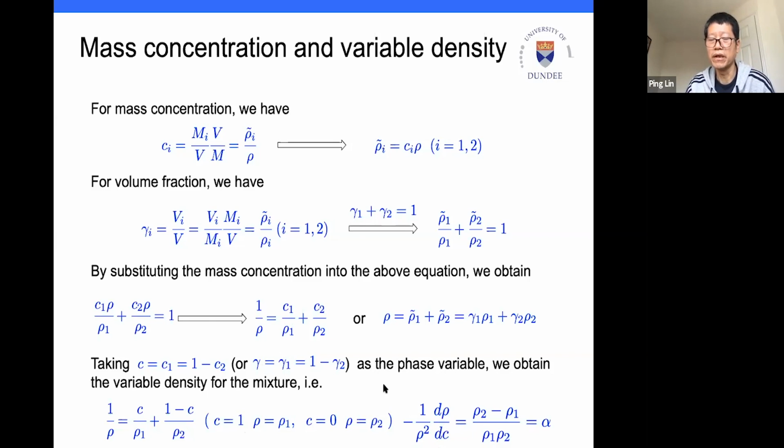And then you have the relations. If you consider gamma as the phase variable, you can get an expression of rho in terms of gamma, which will be gamma, and this will be 1 minus gamma, because gamma 1 plus gamma 2 equal to 1. So you can use gamma as your phase variable. That will be the volume fraction. Gamma is the volume fraction, and C is the mass fraction. We're going to use mass fraction as our phase variable, C here.